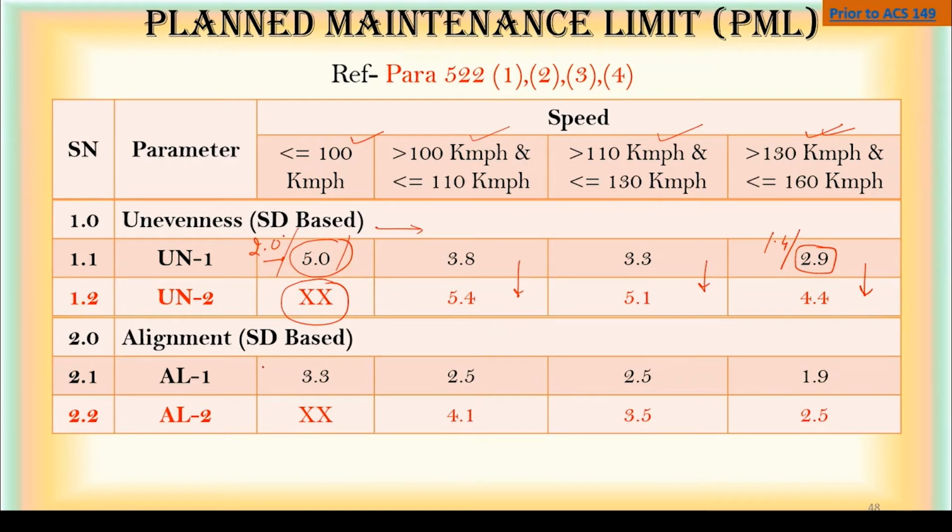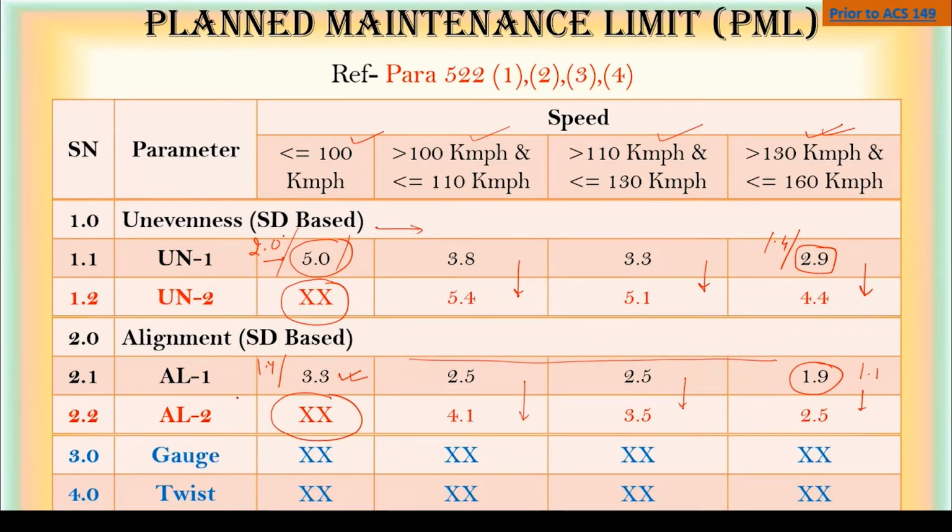Alignment also similarly, this value was 1.4 in case of new track limit. Now this is 3.3 and it decreases in this direction and becomes finally 1.9, which was I think in that case 1.1. And as long chord length increases, this tolerance increases. Long chord less than 100 kmph not relevant. Okay, gauge twist का कोई tolerance limit नहीं दिया है. Reason क्या है? These are not affecting riding quality, so we have not given.